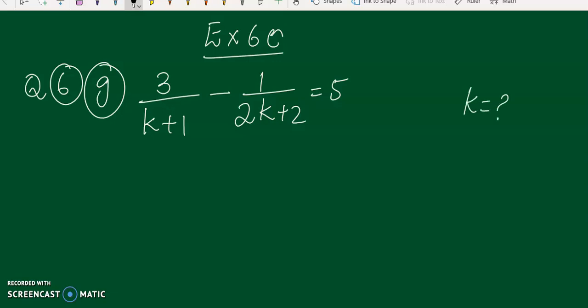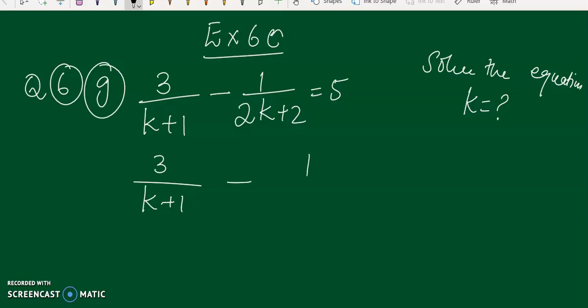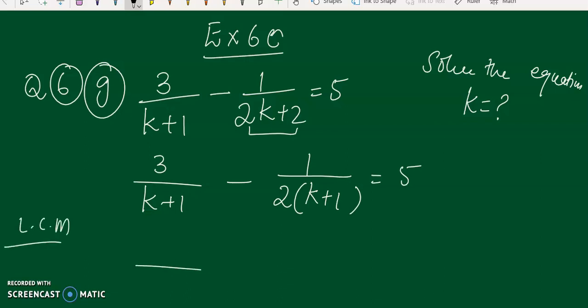Now going on to the next step of this question, we need to find the value of k because the question is to solve the equation. Now, we can solve it like this. 3 over k plus 1 minus 1 over... इन दोनों में से हम 2 को कॉमन ले सकते हैं. 2 into ब्रैकेट में फिर आ जाएगा k plus 1. Now we take its LCM. Now LCM will be 2 into k plus 1.